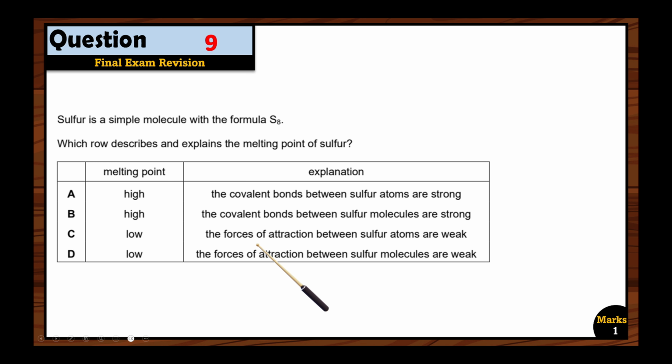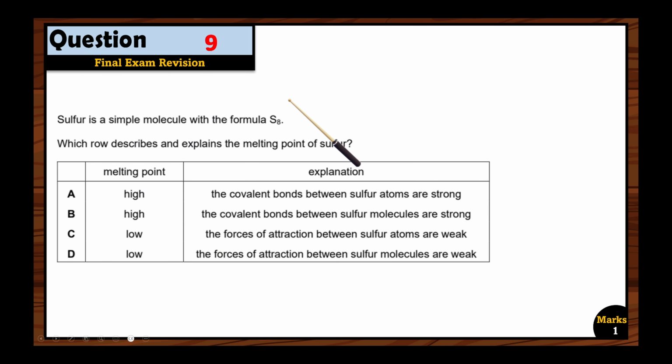Clear? So now let's see this one. The forces of attraction between sulfur atoms are weak. No, because between sulfur atoms we have a covalent bond, right? And covalent bond is not very weak. So the forces of attraction between sulfur molecules are weak.